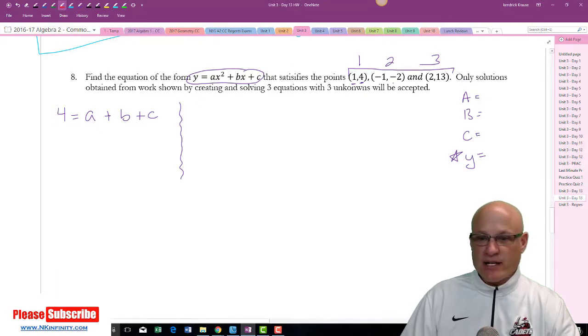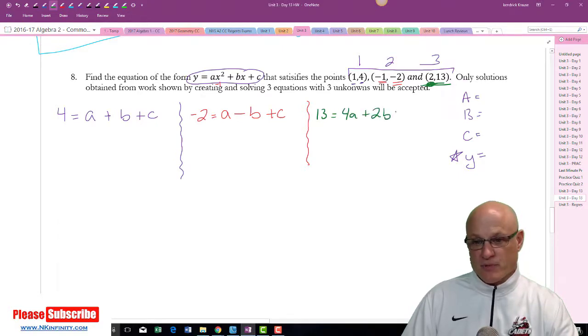Now, I'm going to plug in negative 2 for y, and negative 1 for x. So negative 2 equals negative 1 squared is 1, 1 times a is a, minus b plus c. And my final equation, I'm going to plug in 13 and 2. So in for y goes 13, which is equal to 2 squared is 4, so that's 4a, plus 2 times b is 2b, plus c.